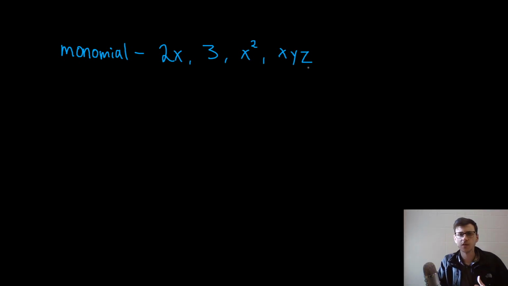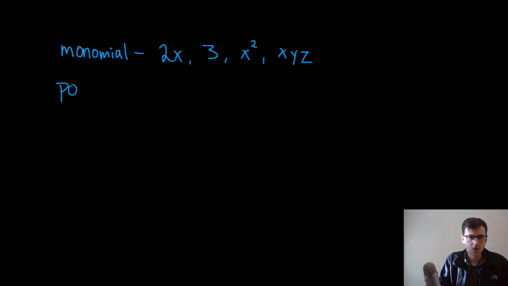In this video, I want to talk about multiplying polynomials by monomials. Now, remember, a monomial is a single term, okay? So a monomial could be something like 2x, or it could be 3, or it could be x squared, or xyz, right? All of these things.